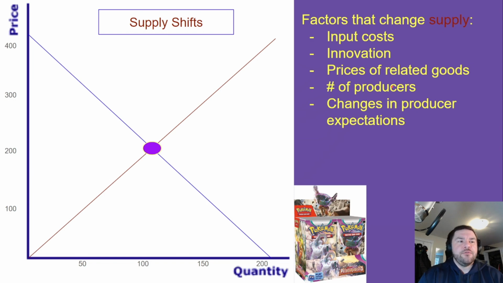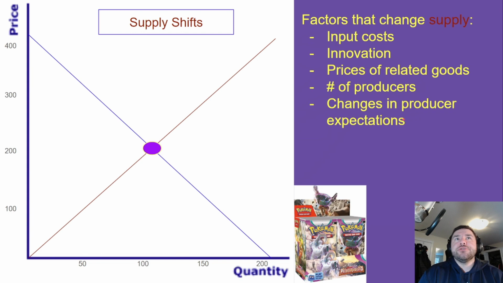Prices of related goods. So that would be similar in grading, sleeves, stuff like that. Maybe even shipping. Shipping is more of an input cost, but if it's on the buyer side, we won't talk about it. Number of producers. So it could be just the number of printing facilities, or it could be the number of Pokemon and TCGs across the world. Maybe they start printing in all these other languages, things like that.